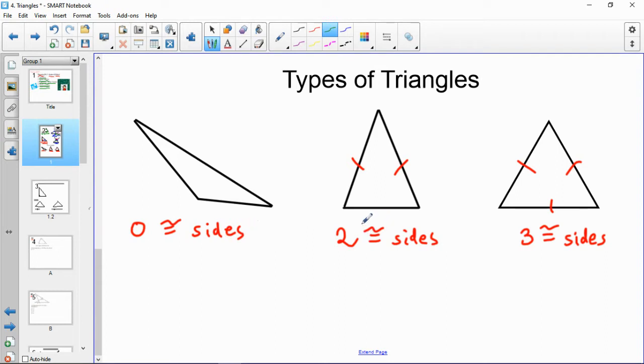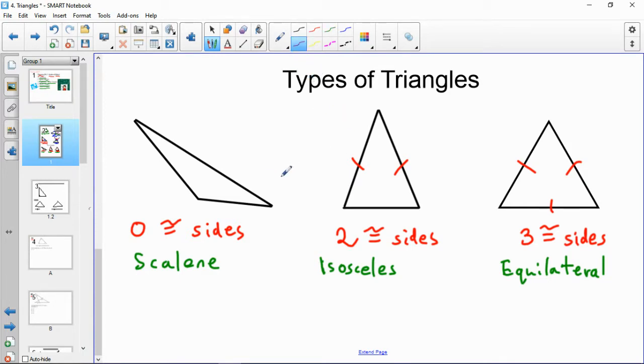And each one of these classifications has a name based on the number of congruent sides it has. 0 congruent sides, it's called a scalene. 2 congruent sides is called isosceles. And 3 congruent sides is called an equilateral triangle. And each one of these triangles has a special thing that I would like to teach you right now. For right now, it's good just to remember the different classifications.